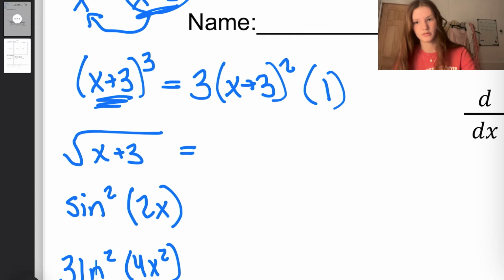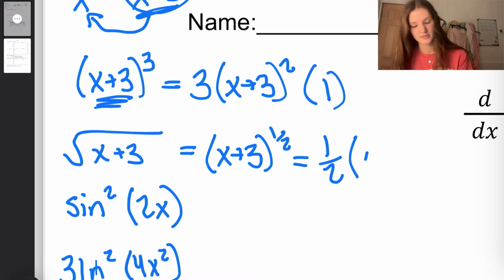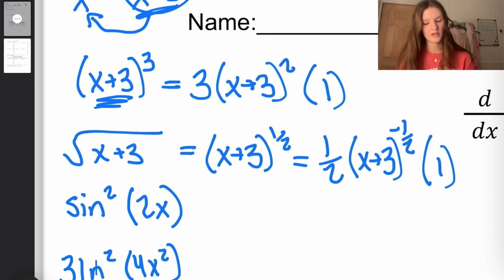You can rewrite that as x plus 3 to the 1/2. So then you just do the same thing that we just did: 1/2 times x plus 3 to the negative 1/2, power rule, times 1. Okay.